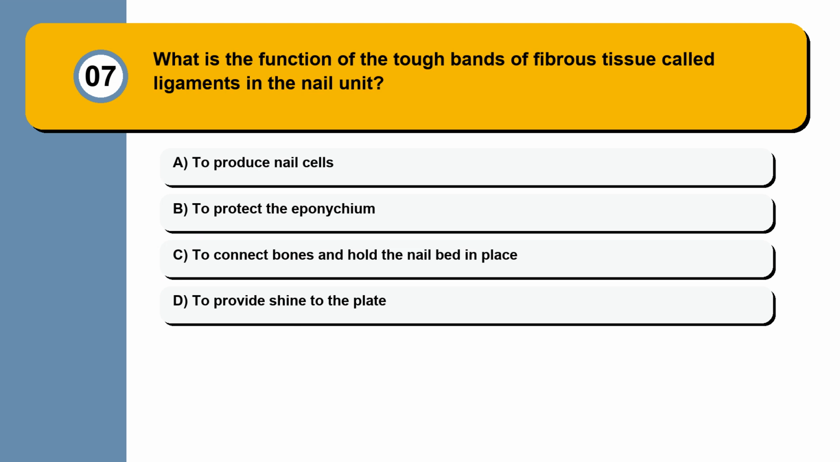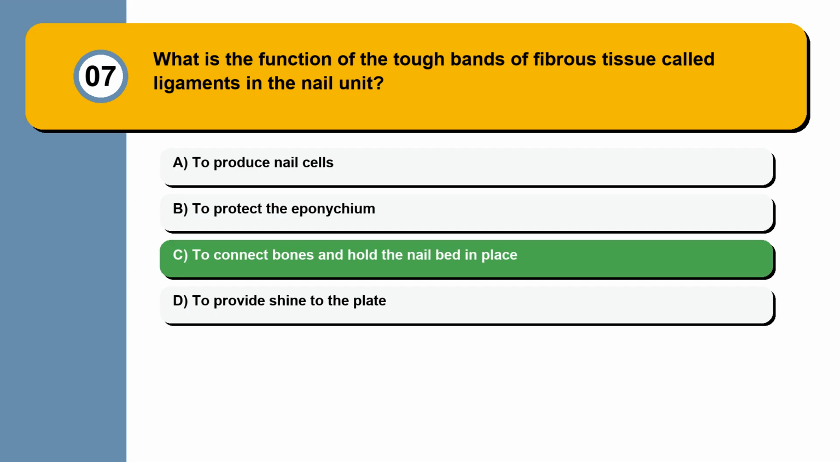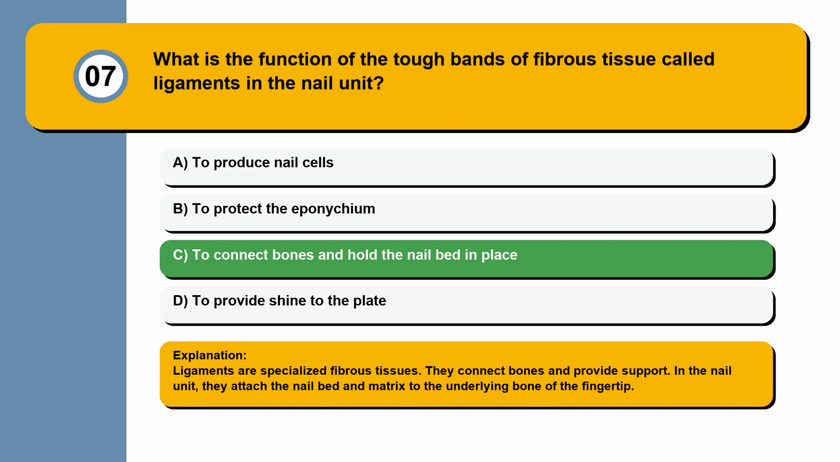Question 7. What is the function of the tough bands of fibrous tissue called ligaments in the nail unit? To produce nail cells, to protect the eponychium, to connect bones and hold the nail bed in place, to provide shine to the plate. Ligaments are specialized fibrous tissues. They connect bones and provide support. In the nail unit, they attach the nail bed and matrix to the underlying bone of the fingertip.